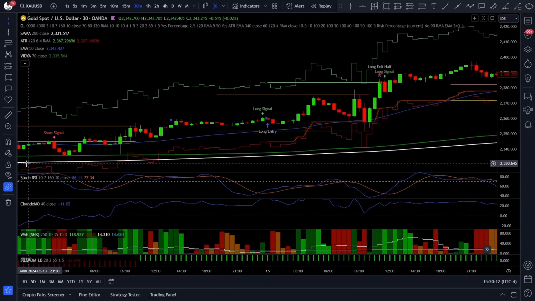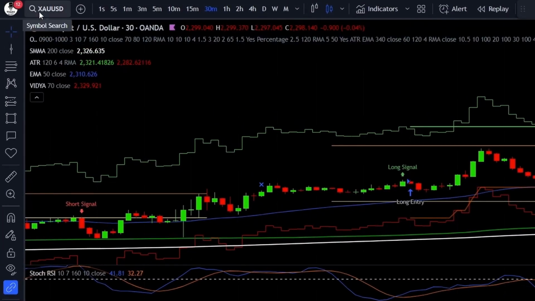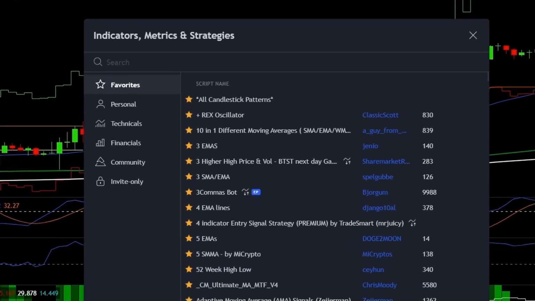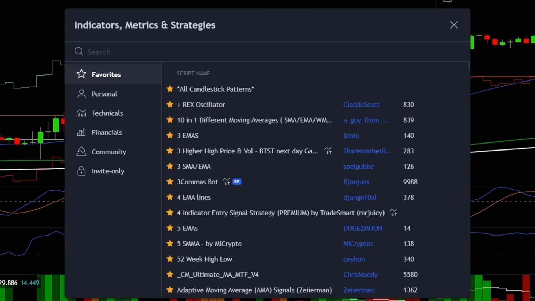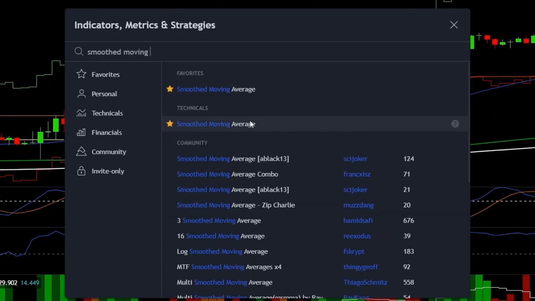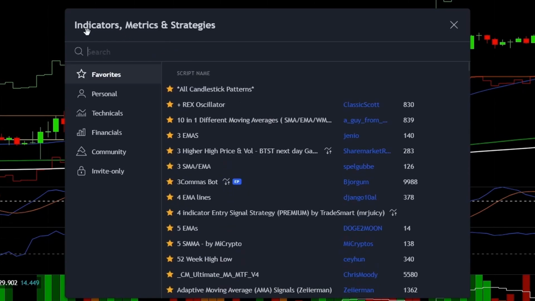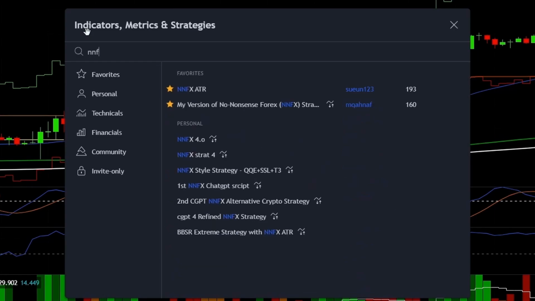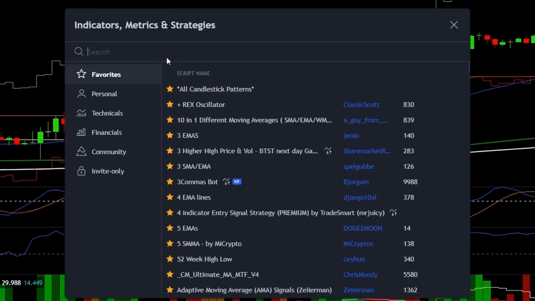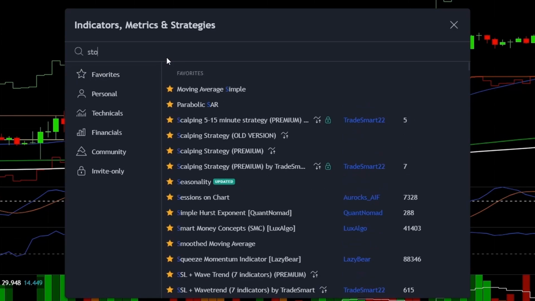Okay, for this strategy first open up TradingView and set up the gold USD 30-minute chart. Once you got that, let's add our indicators. For this strategy we will use a lot of indicators and we will also change their settings, so pay close attention. First let's add our trend filter, which is the smoothed moving average. Add this one to your chart. Then our stop loss and take profit indicator, which is the NNFX ATR. This one. After that our entry signal indicator, the stochastic RSI.